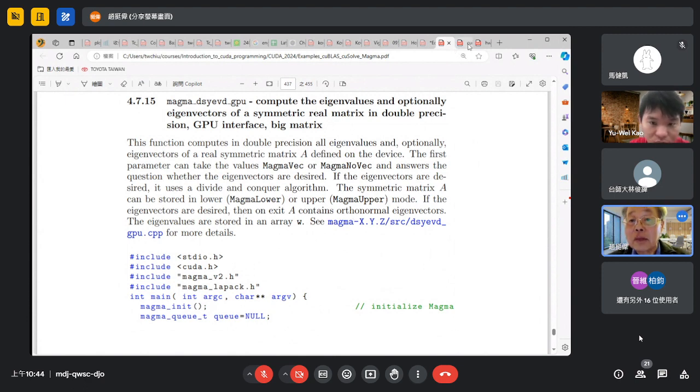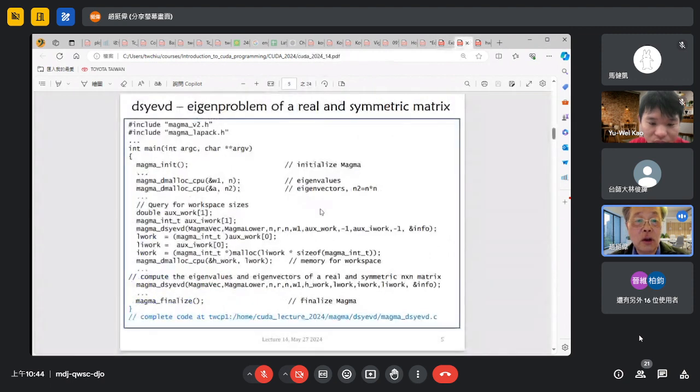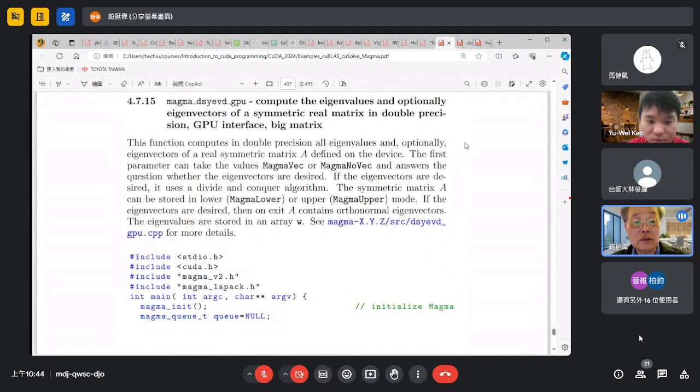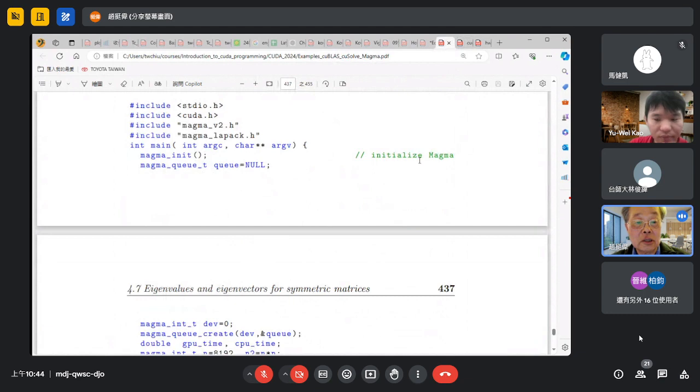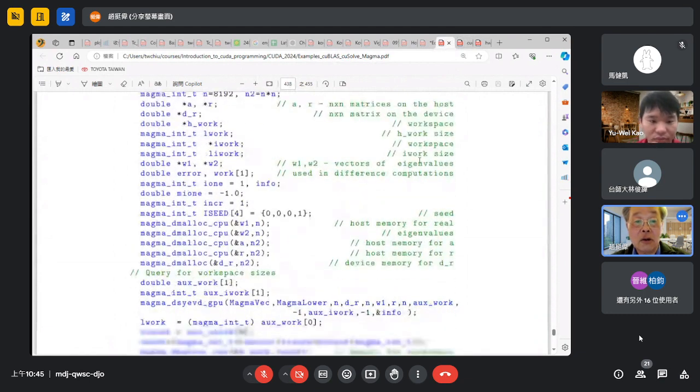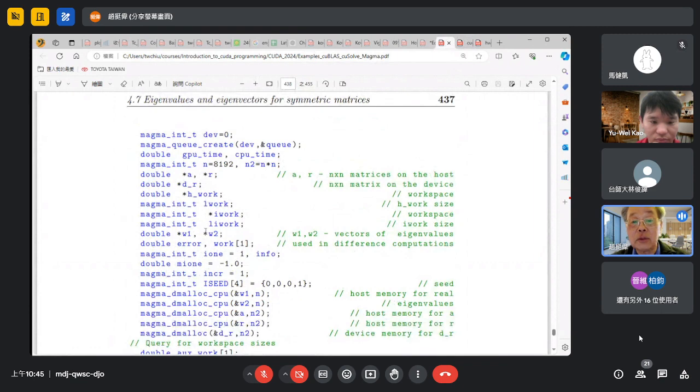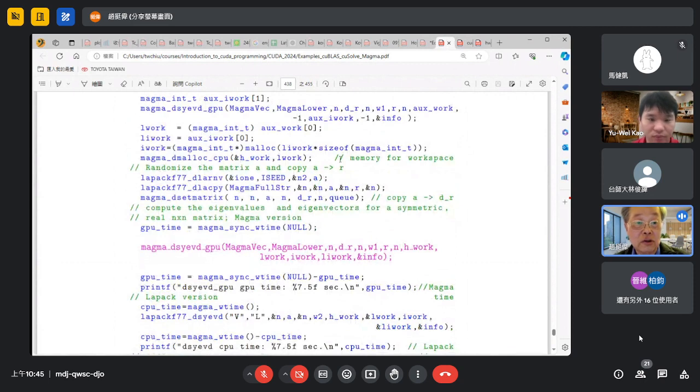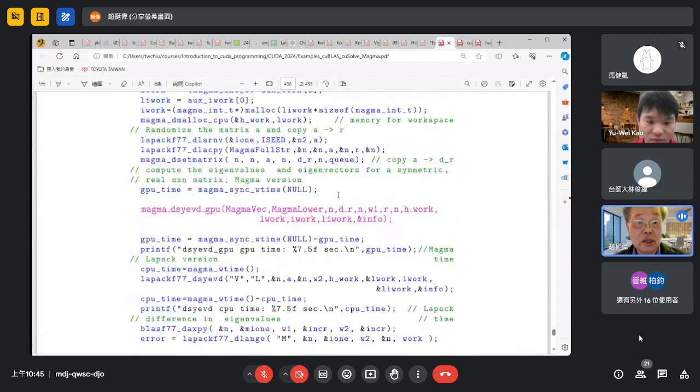I think all these terms you can find out exactly what they mean from the cookbook and also from the MAGMA manual. You can see all the variables have comments on them, so you can know exactly what they mean.